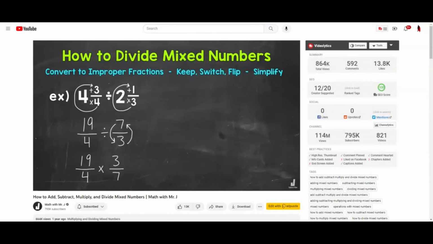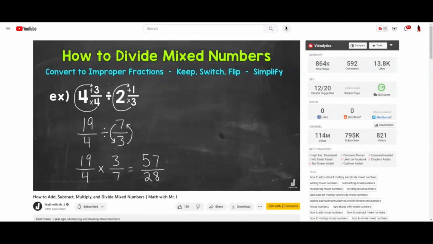Once we get to this point, we can multiply straight across. So numerator times numerator, and then denominator times denominator. Let's do the numerators first. So 19 times 3, that gives us 57. And then we have 4 times 7, which is 28. Now that's our answer as an improper fraction. We're going to convert it to a mixed number.